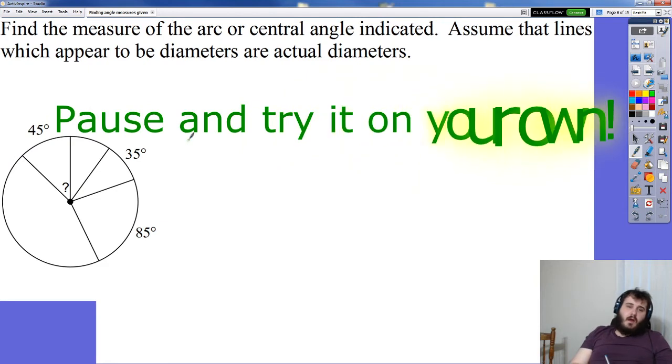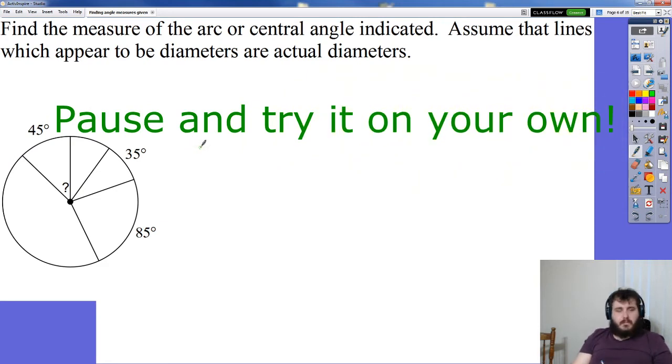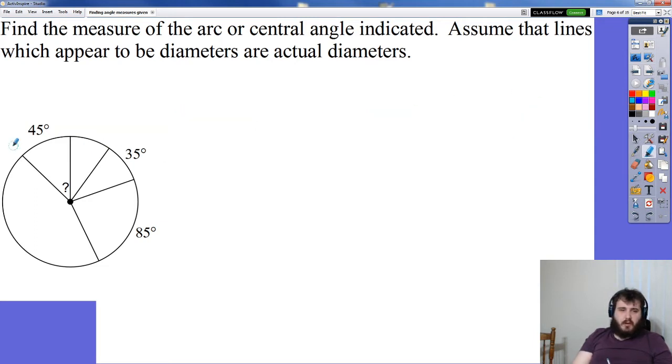Okay, what about this one? So hopefully you took a hint from last time and you said, all right, this is my arc that I care about because it's just this guy, right? These guys don't matter. Forget them. Pretend like they aren't even there. Now look, the arc is 45 degrees, so what does the angle have to be?